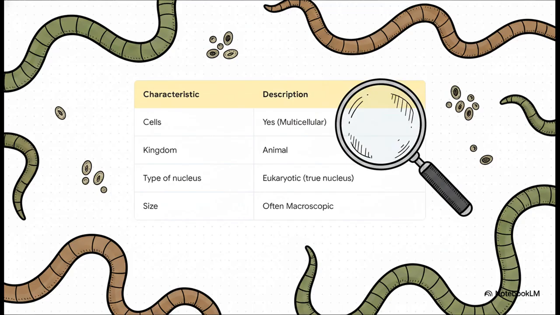And finally, we get to the giants of this world, the helminths, or worms. And yeah, I know what you're thinking. Why are we talking about worms, which you can often see with the naked eye, in microbiology? Well, it's because while the adults are big, their diagnosis depends on finding their microscopic eggs or larvae in patient samples. They are for sure the most complex agents we deal with.